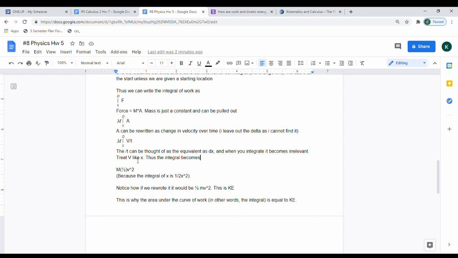So then treat v like an x. The integral of x is just 1/2 x squared. We should know that. So if you integrate this, you get mass, because you pulled it out, times 1/2 v squared. And then notice that if we were to rewrite this, we could just write it as 1/2 mv squared. This is KE. And since we just integrated force times distance, or work, we know the area under the curve is equal to this, which is equal to kinetic energy.